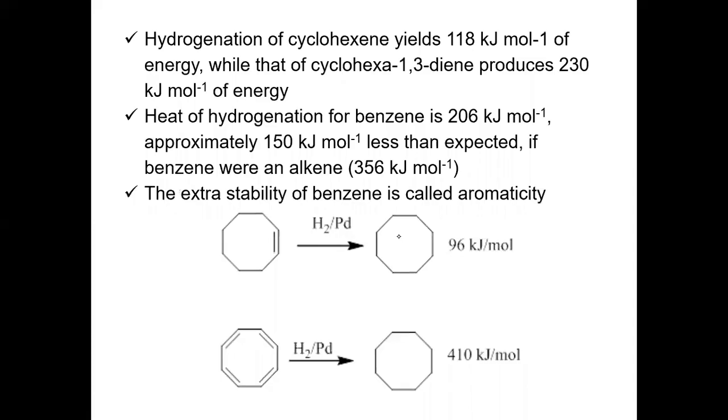Good. Now we are still talking about hydrogenation. Hydrogenation of cyclohexene produces 118 kilojoule per mole of energy, right? Good. So we are saying that if we have this benzene ring. This is the one we talked about, the octene, right? Yes, this is cyclooctene, and this is cyclooctatriene, sorry. Good. So this is what they talked about, right?